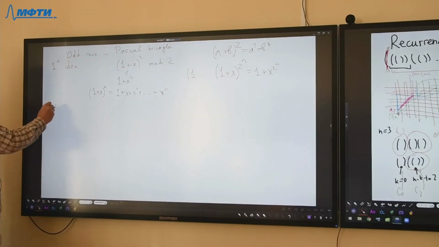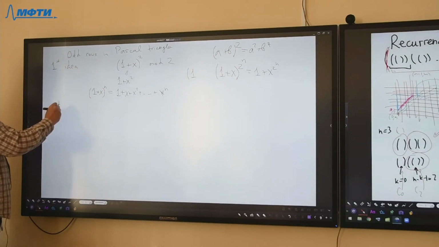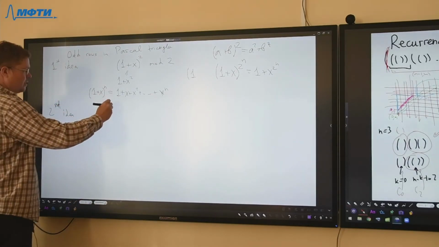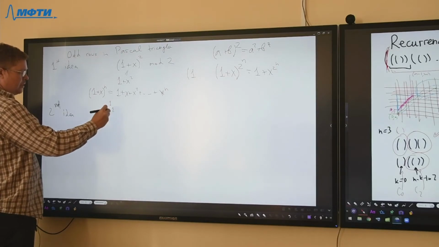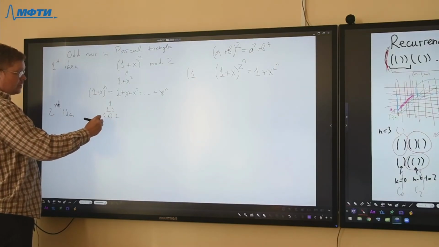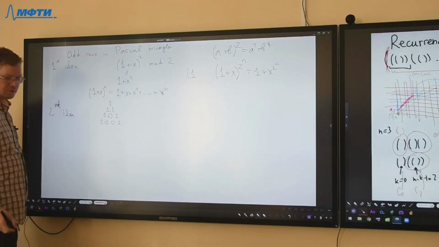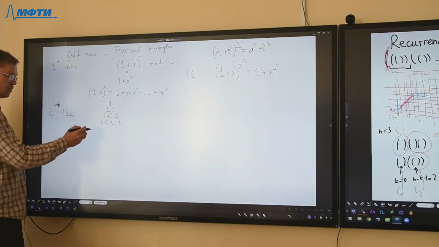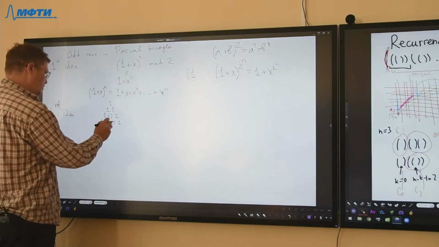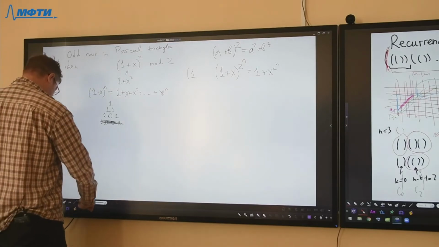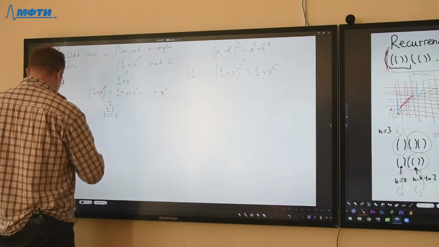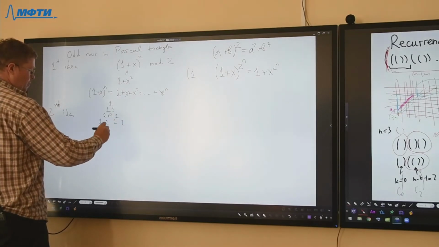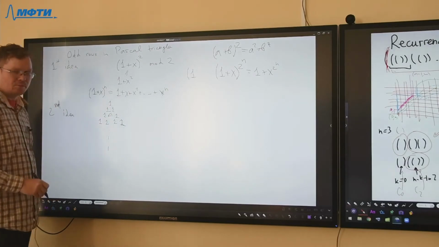And the second idea is to just look at the Pascal triangle. You start, but you write only zeros and ones here, because all you care about is even or odd numbers. So if you write this triangle, you can see a pattern here and prove it.